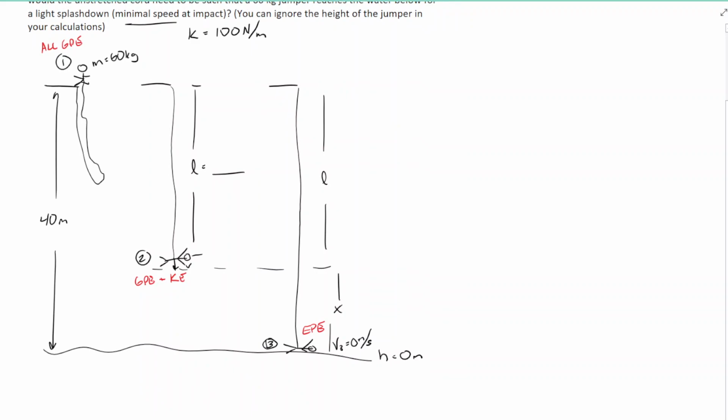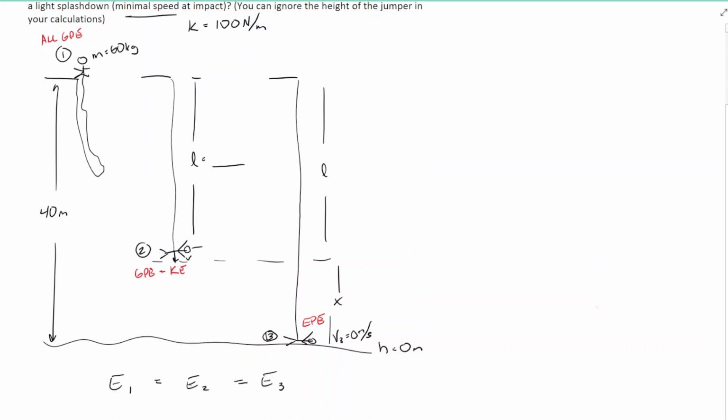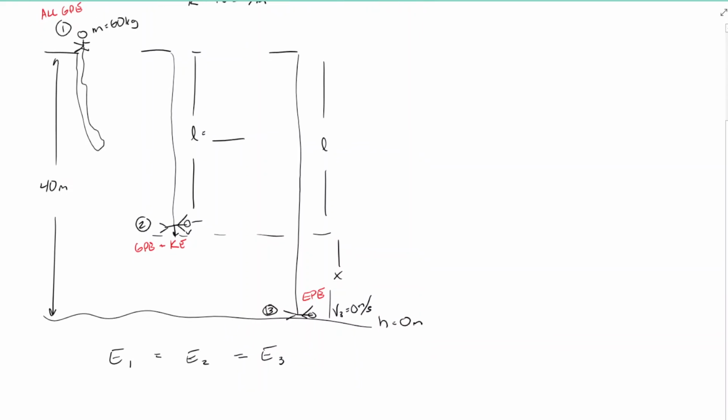We can say that the energy at position 1 is equal to the energy at position 2, and it's also equal to the energy at position 3. What's nice is we don't care about the path. We could figure out the velocity at position 2 if I want, and then go from 2 to 3, but we can bypass that middle position and just set those equal to each other. The energy at 1 is equal to the energy at 3.